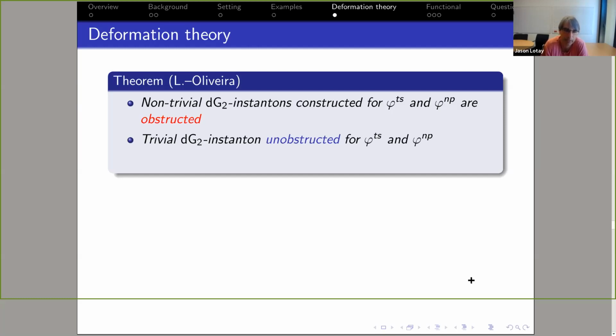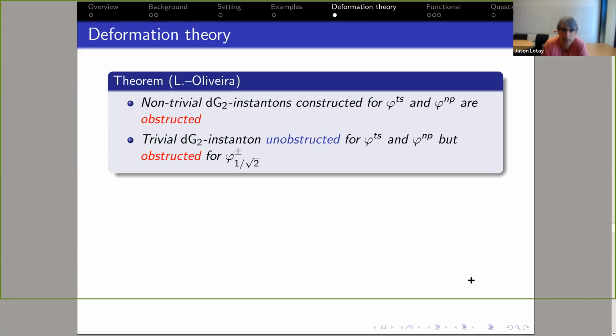But perhaps something that might surprise you, or it might not, depending on how you think about these things, the trivial DG2 instanton does become obstructed at exactly that magic value of t = 1/√2. So at that value, the trivial instanton actually is obstructed.